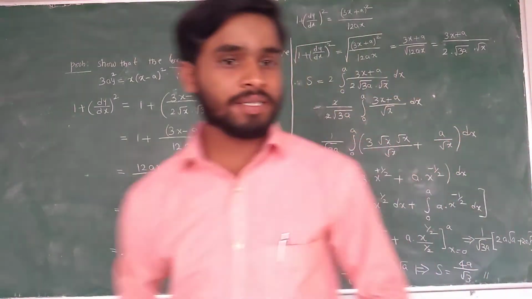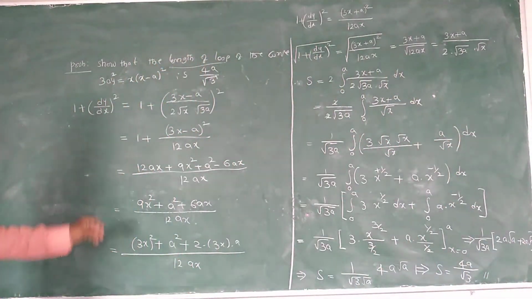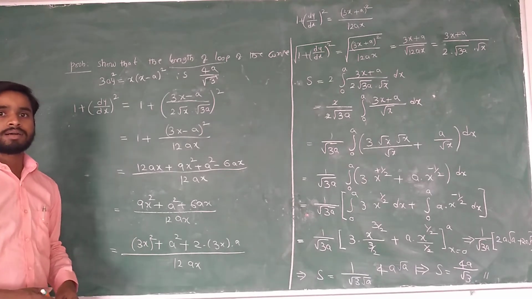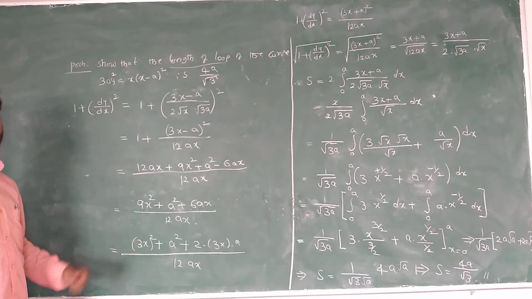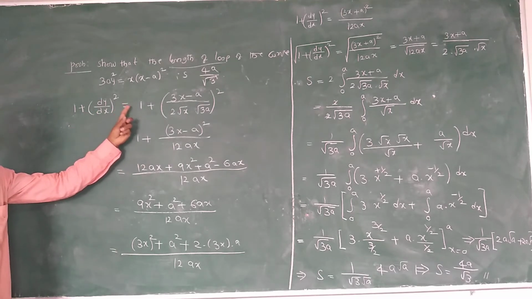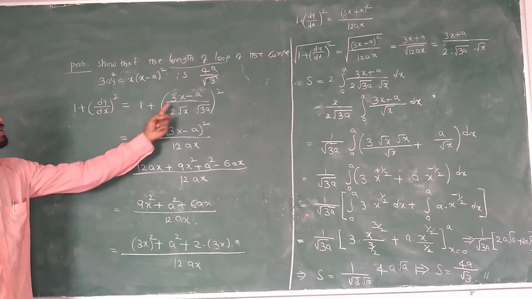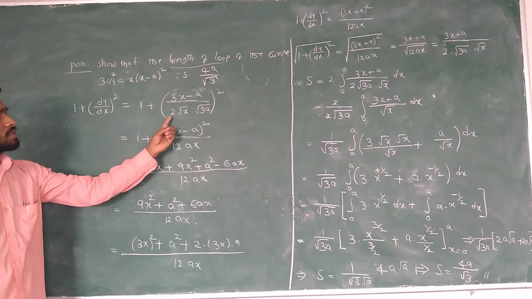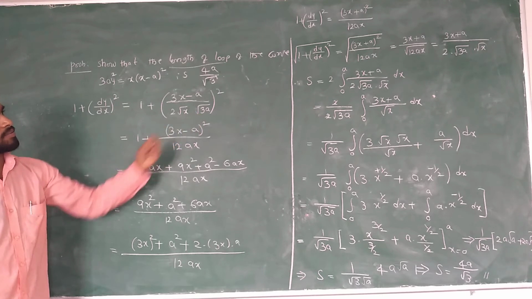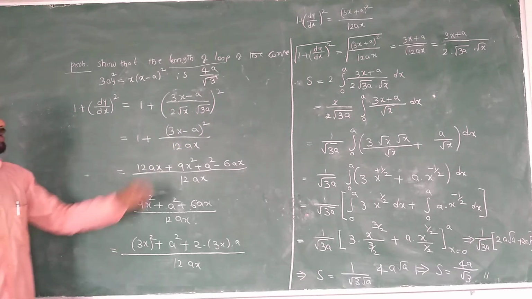Okay, again continue here. As you calculated dy by dx, now calculate 1 plus (dy by dx) whole square. So that will be 1 plus ((3x minus a) by 2 root x root 3a) whole square.